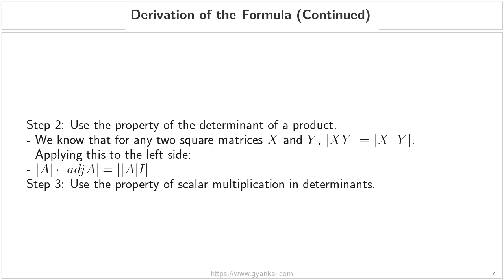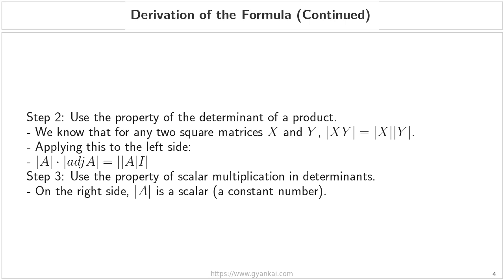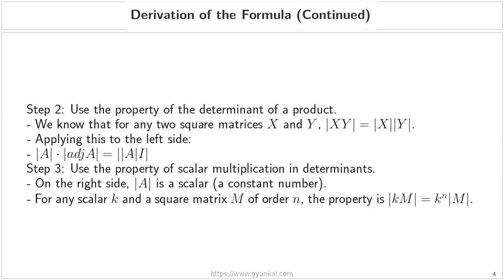Now, let's look at step 3, where we tackle the right side of the equation. Here, we need to use the property of scalar multiplication within a determinant. Notice that the determinant of A is just a single constant number, or a scalar. There is a specific rule for when you multiply a matrix by a scalar.